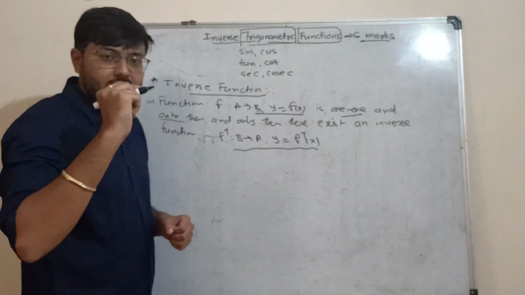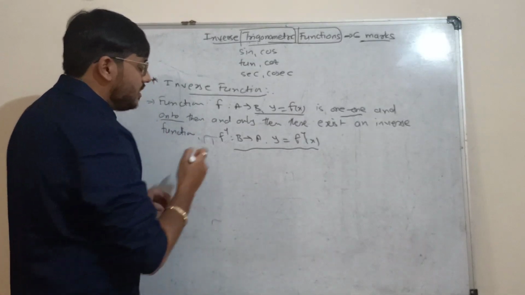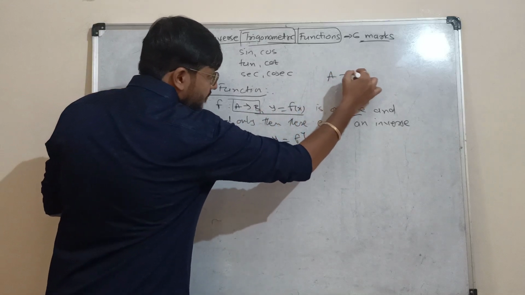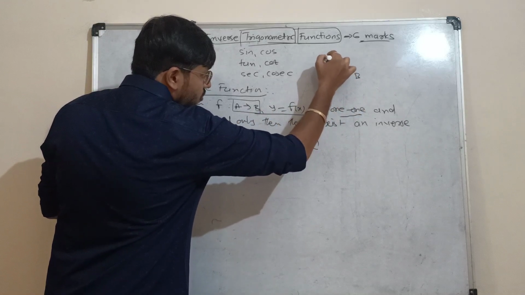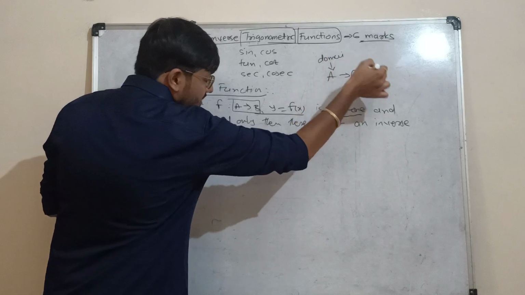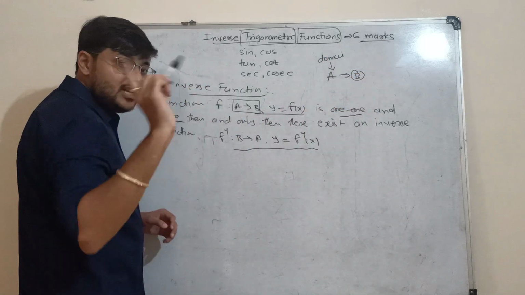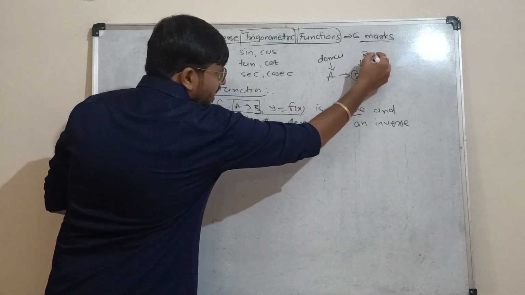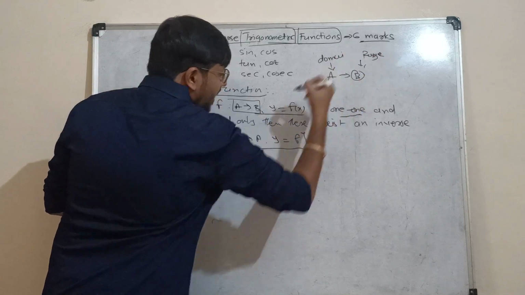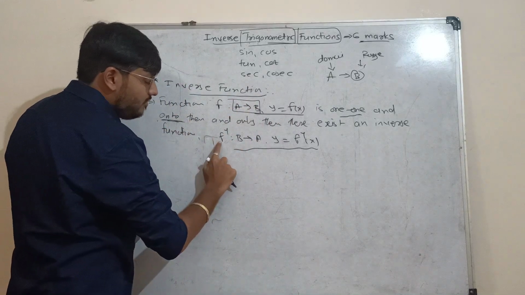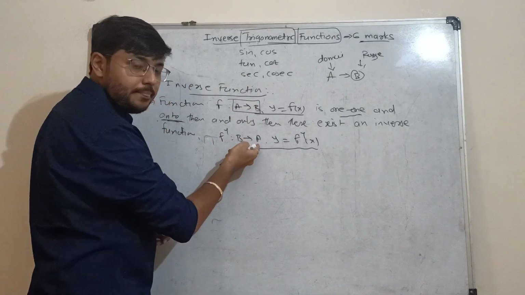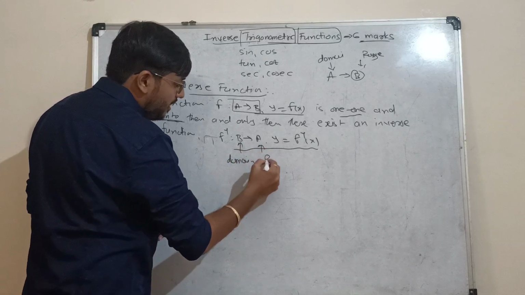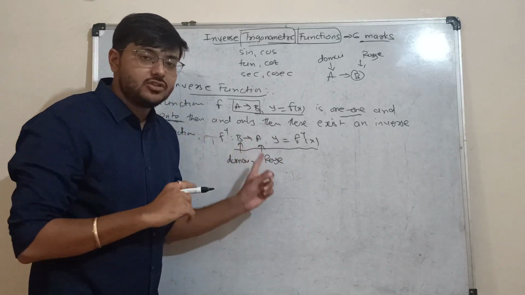Okay, the second thing you need to observe is that if a function is defined from A to B, then A can be considered as the domain, and B can be considered as the range, since it's onto, so range and codomain are equal, right? So just observe that for the inverse I just interchange them: now B will become the domain and A will become the range. And why is it so?